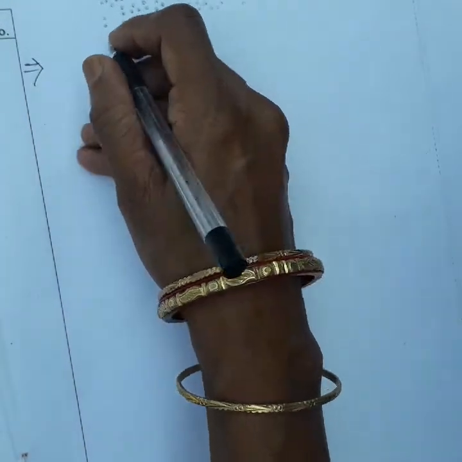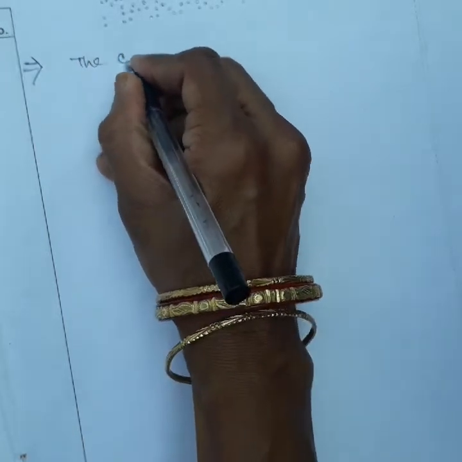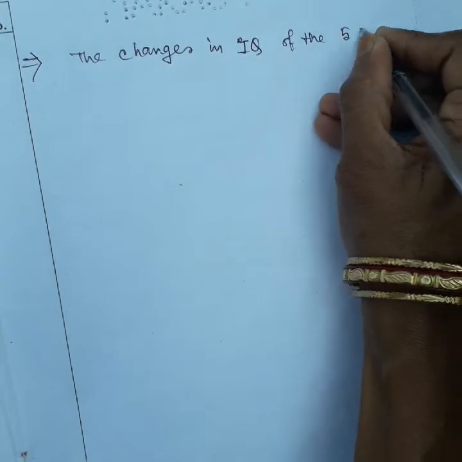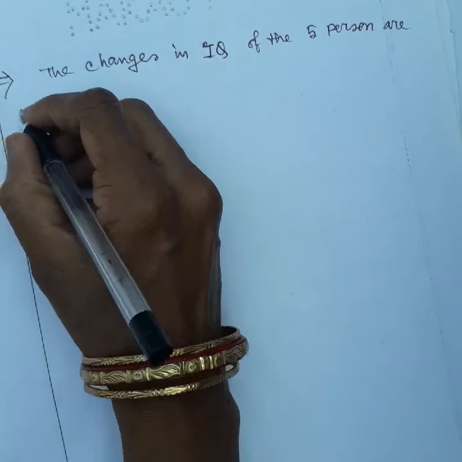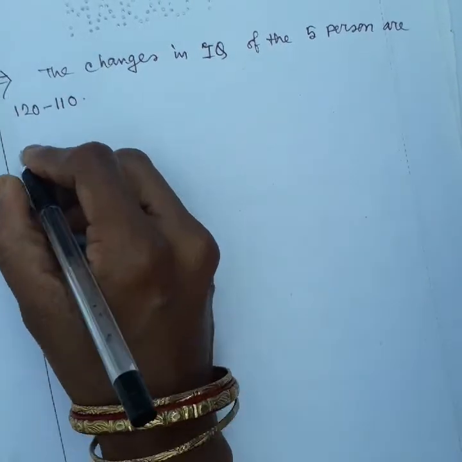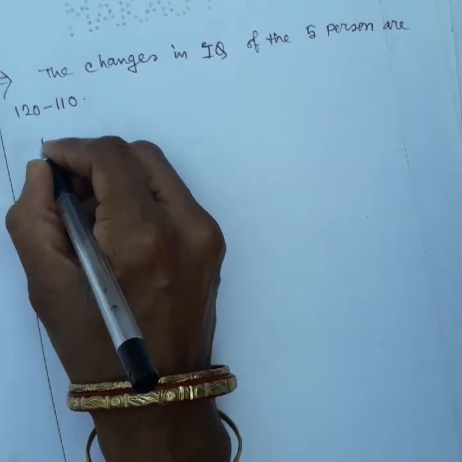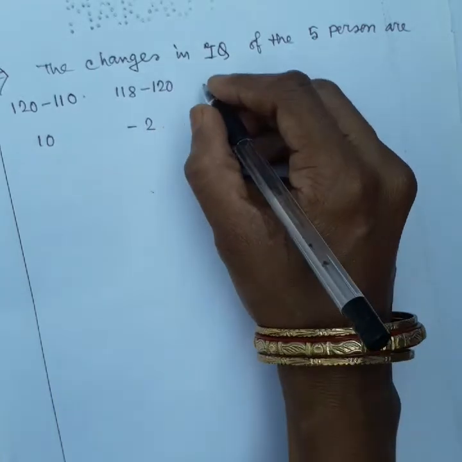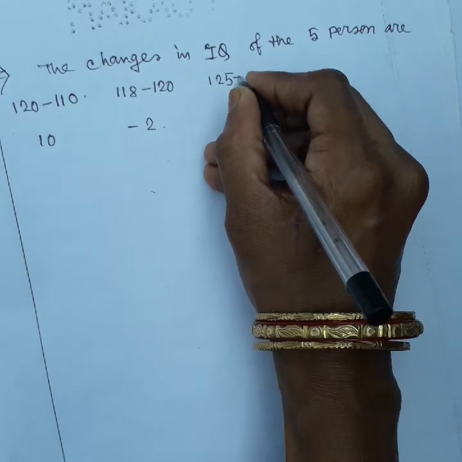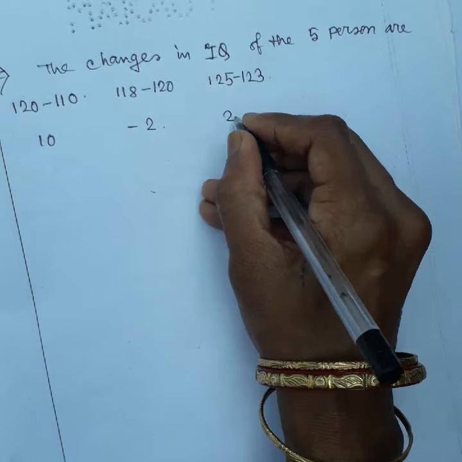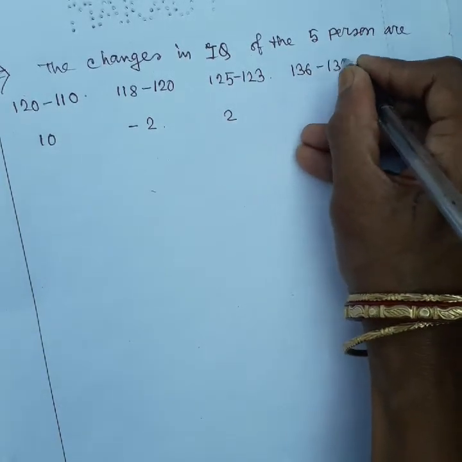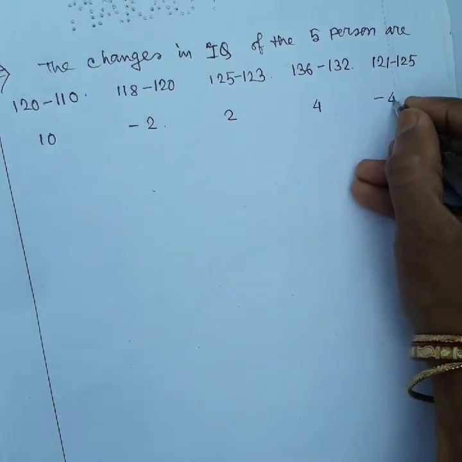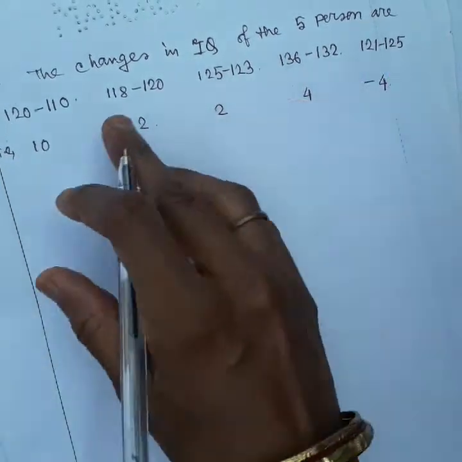So to solve this problem, first we arrange here the changes in IQ of the 5 persons. They are 120 minus 110, that means 10, and 118 minus 120, this is minus 2, 125 minus 123, that means 2, 136 minus 132, that means 4, and 121 minus 125, that is minus 4. So the changes of IQs are these.